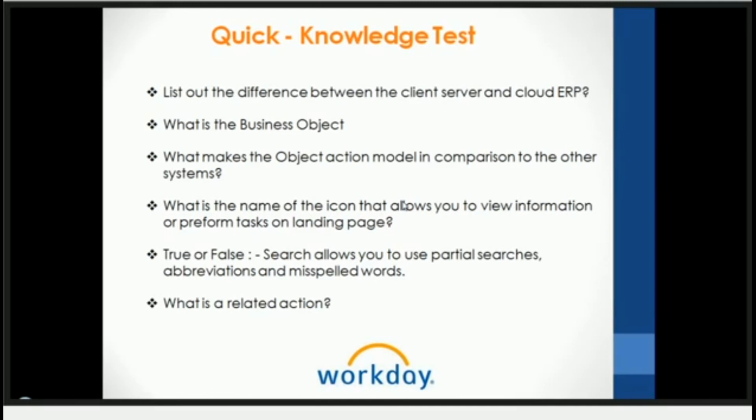Business object is like a set of fields, like worker, employee ID, employee name. Then what makes the business object action model different in comparison to the other systems? Here you can access the object directly. Exactly. The beauty of the business object is, whenever I see something on the screen, I can perform the action then and there.